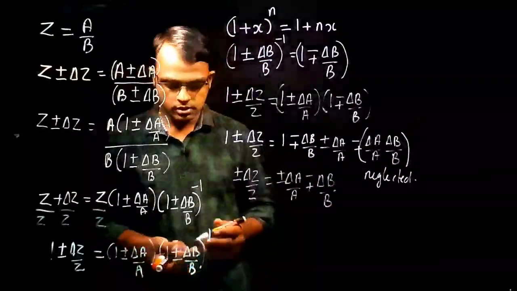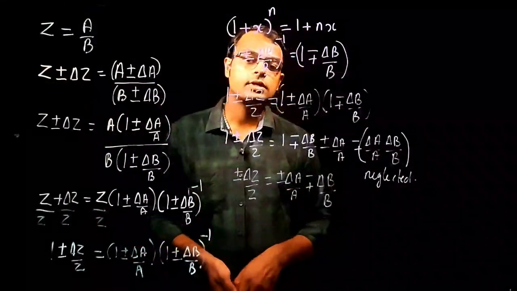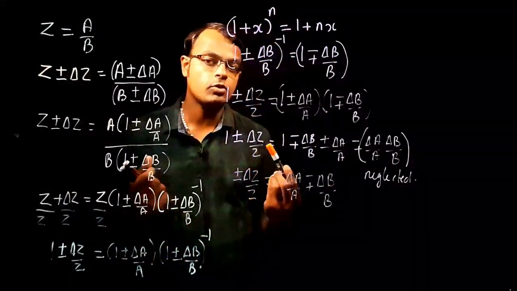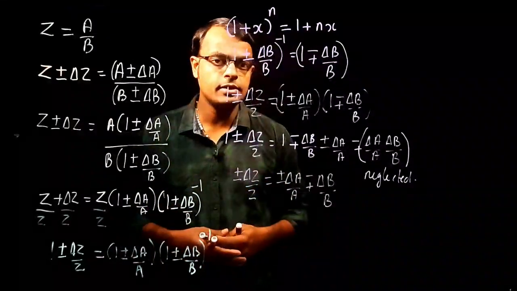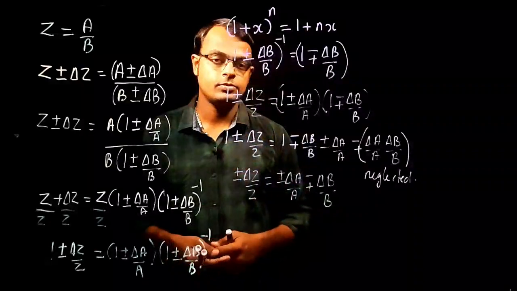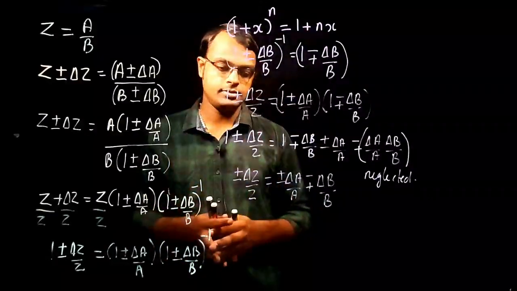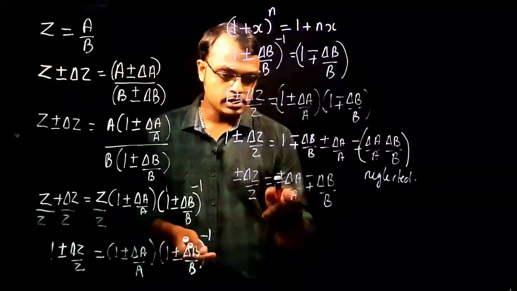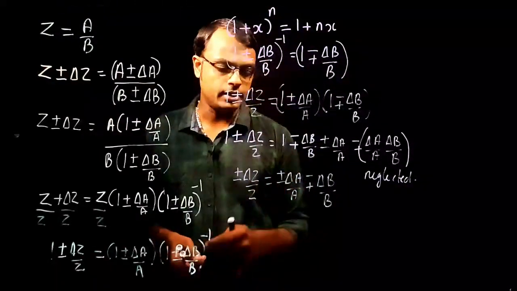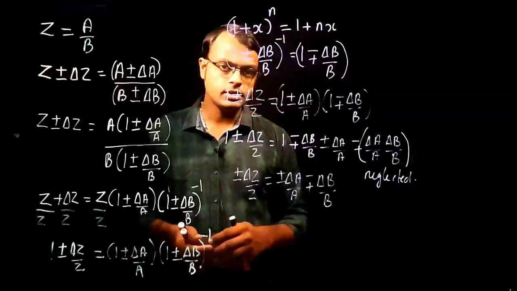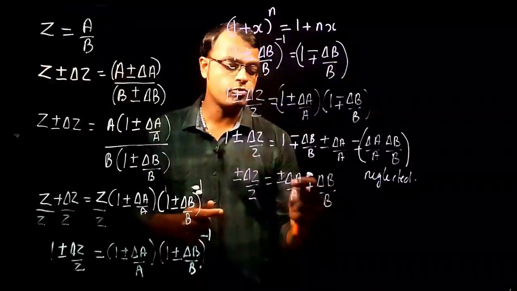Now you see this one. Now we are going to write what are the possible combinations of errors in Δz/z. What is meant by Δz/z? It is a relative error, the relative error in the final value. What is Δa/a? That is the relative error in the measurement of a. And what is Δb/b? That is the relative error in the measurement of b.